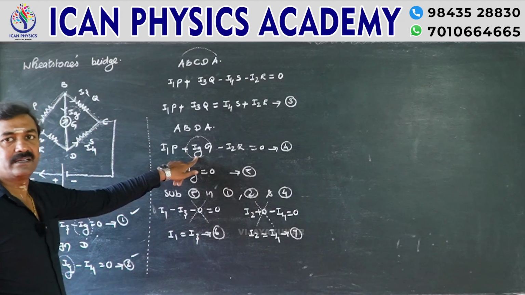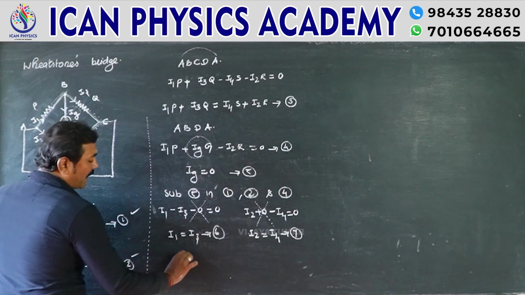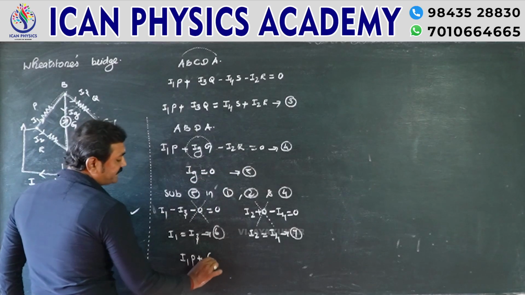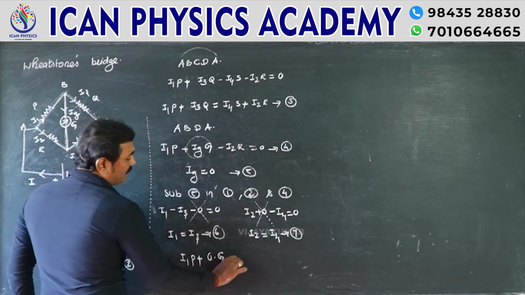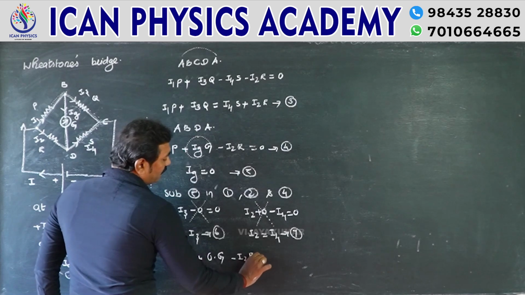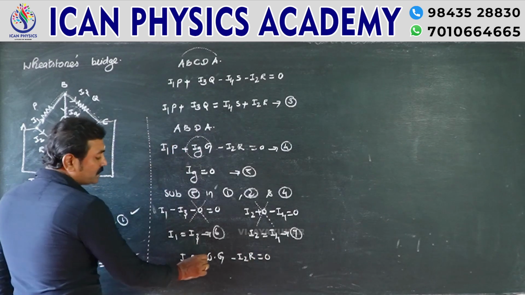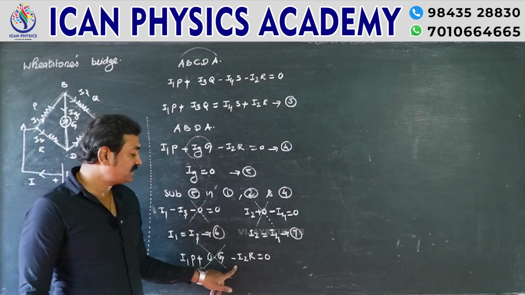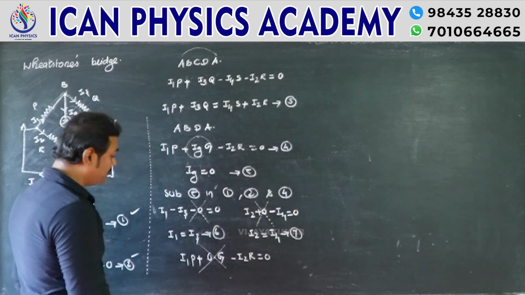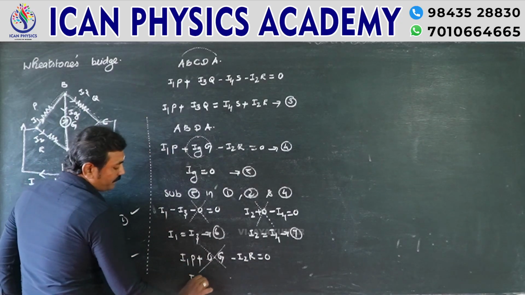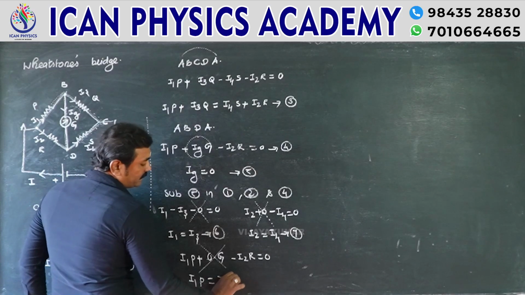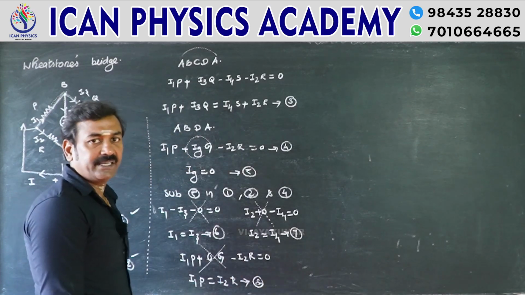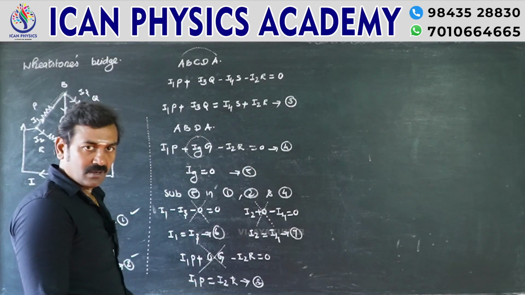Now we can go to the fourth equation. I1P plus Ig, what is the value of Ig? 0, into G, minus I2R equal to 0. So 0 into G is 0, which has no meaning. The minus I2R goes to the right side as plus I2R. So I1P equal to I2R. Now it's taken as equation number 8. Do you get it now? Any doubts? No doubts.